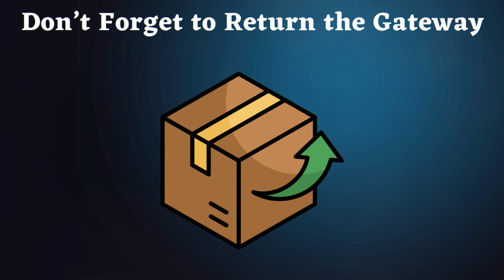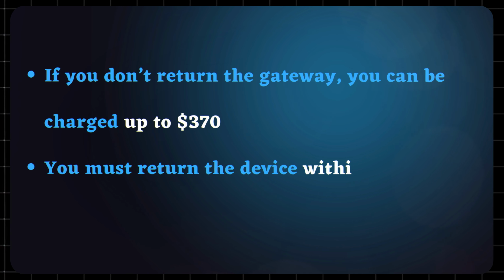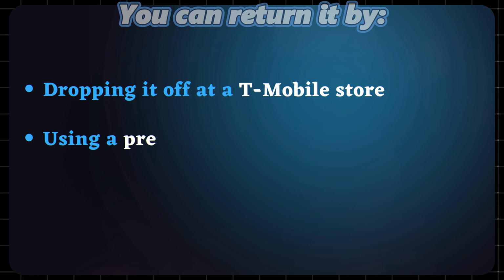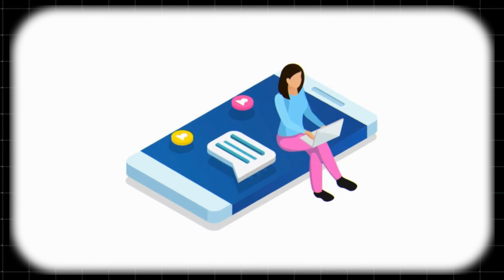This part is critical. If you don't return the gateway, you can be charged up to $370. You must return the device within 45 days of cancellation. You can return it by dropping it off at a T-Mobile store, or using a prepaid return label provided by support. Always get a receipt or tracking number, and keep it until your final bill is clear.